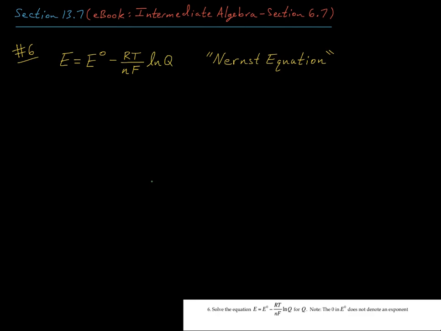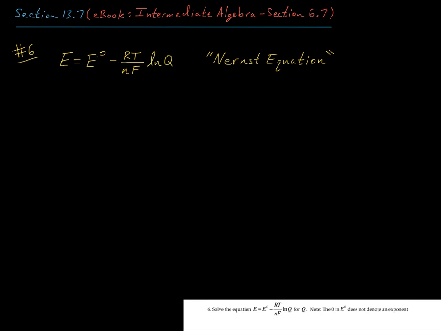All right, last up for section 13.7, we'll look at question 6. It says solve the equation E equals E0 minus RT over NF times the natural log of Q for this quantity Q. Okay, and then it has a little note here that says the 0 in E0 does not denote an exponent, which of course is rather confusing.